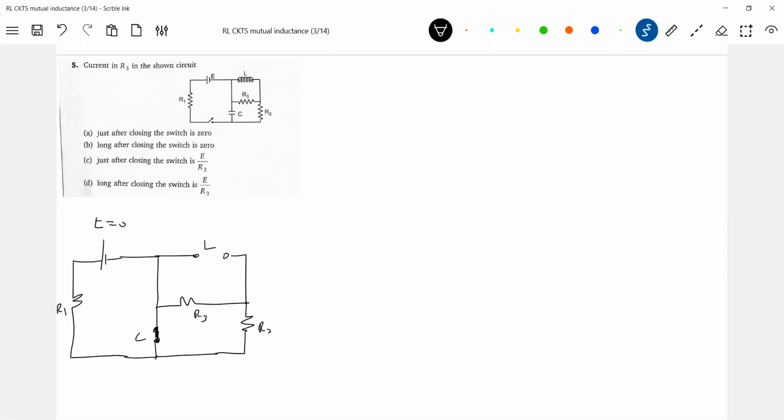So how much current will be there? What is the path of the current? The current will encounter these two resistors, they are in series, and they're shorted here. So what is the effective? The current will in fact flow only in this branch, I.